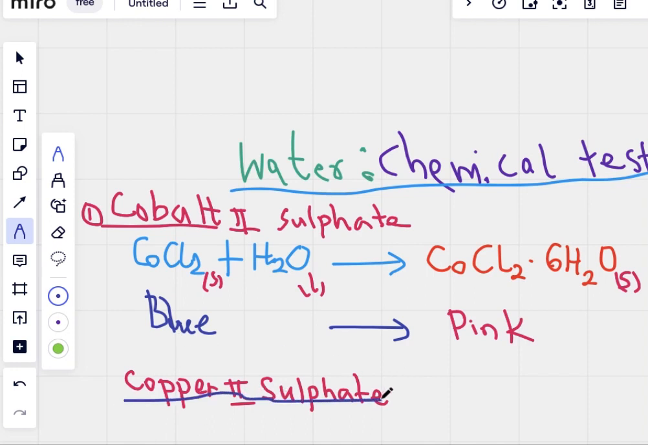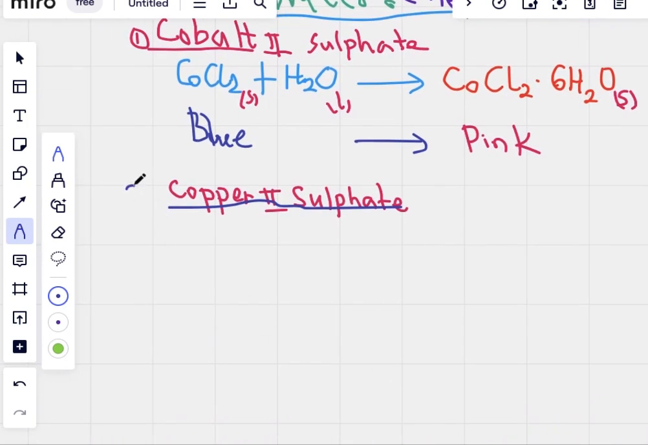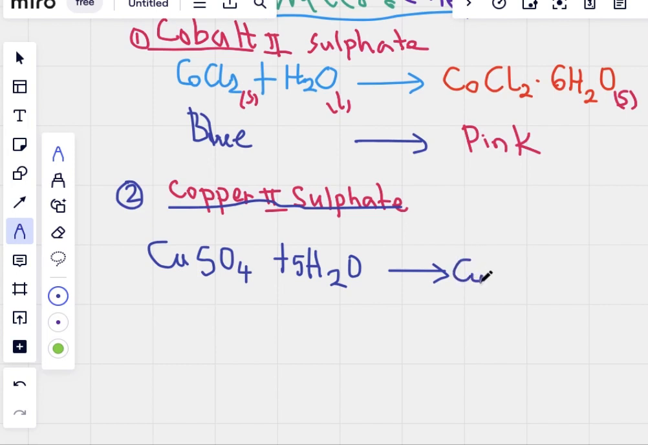Okay? So let's write the equation for number 2. Anhydrous copper 2 sulfate, CuSO4, reacts with water, 5 molecules of water. We'll get hydrated copper 2 sulfate.